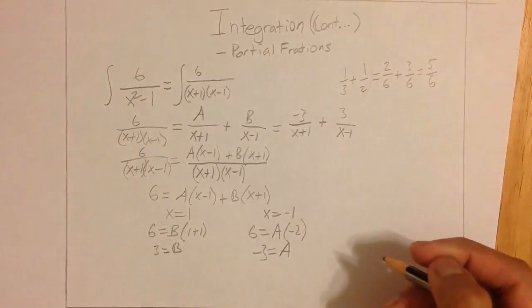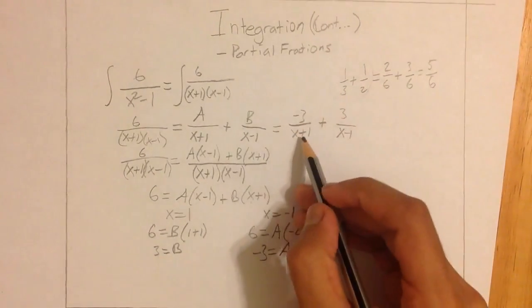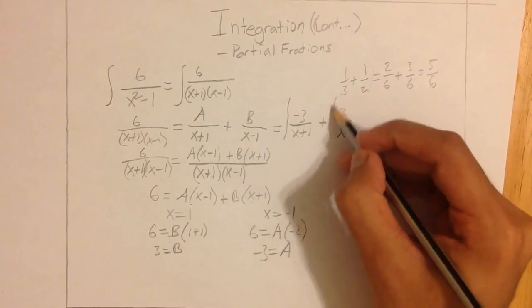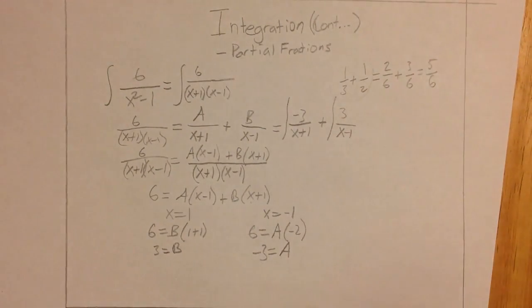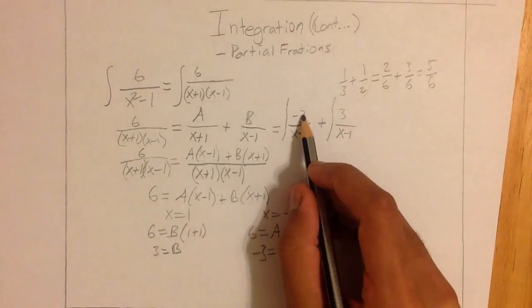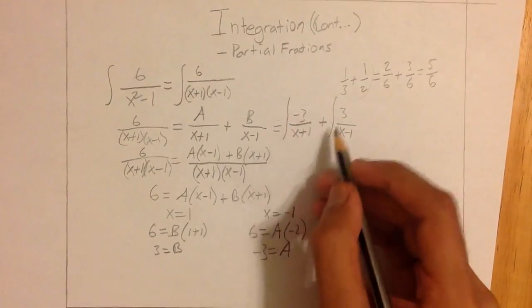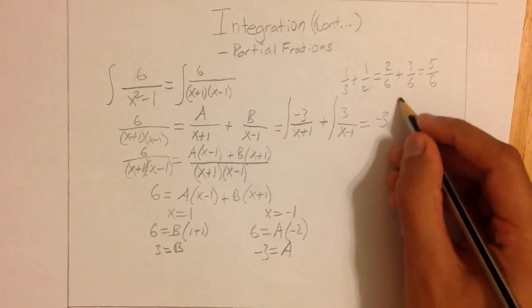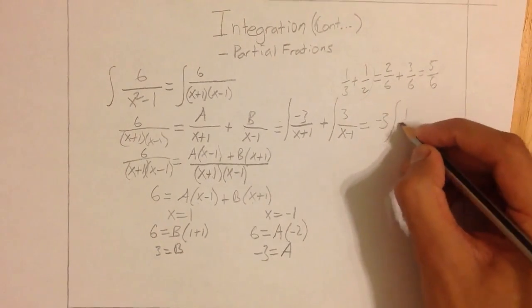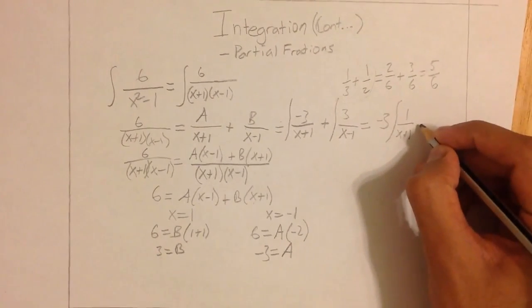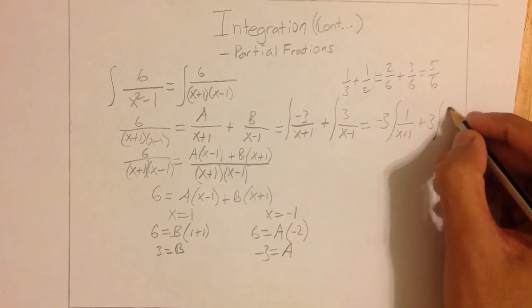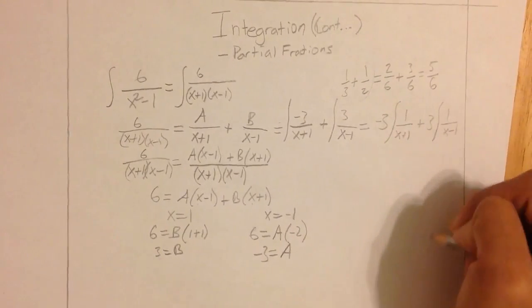Now we have to integrate this. And the best part about this is now we have two separate fractions, so we can split this integral between the two terms. Now we can pull out this negative 3 as a constant, and this 3 as a constant, so let's do that. Negative 3 times the integral of 1 over x plus 1 plus 3 times the integral of 1 over x minus 1.